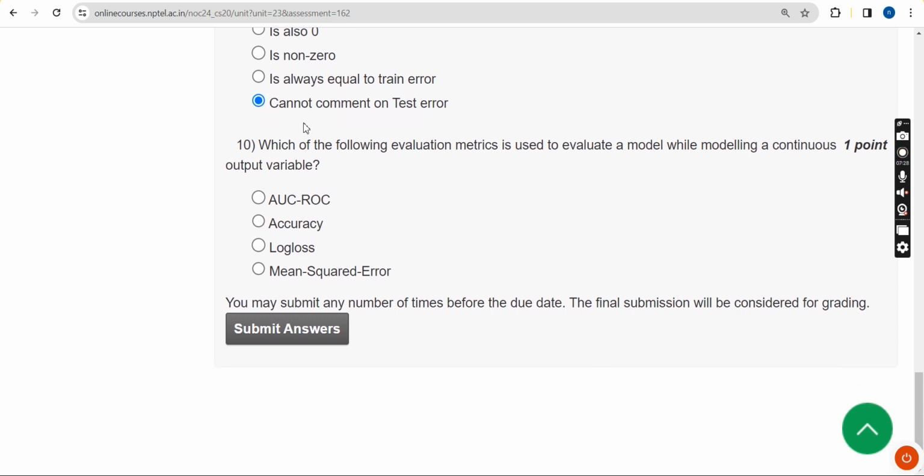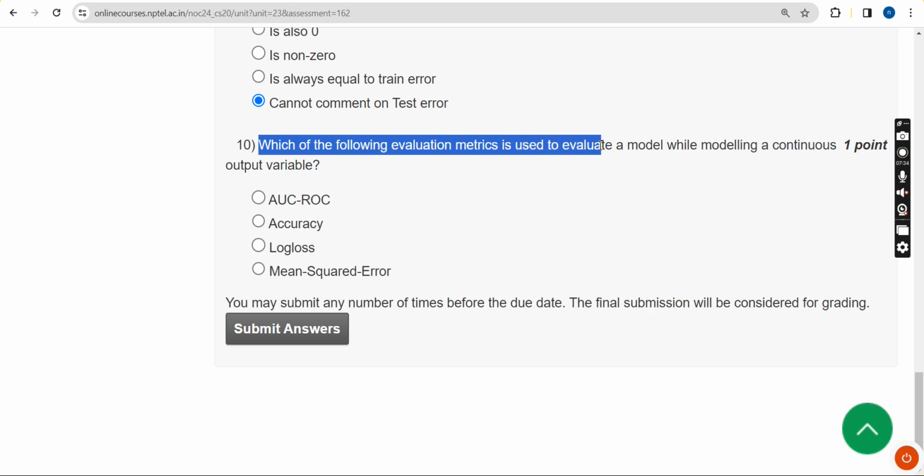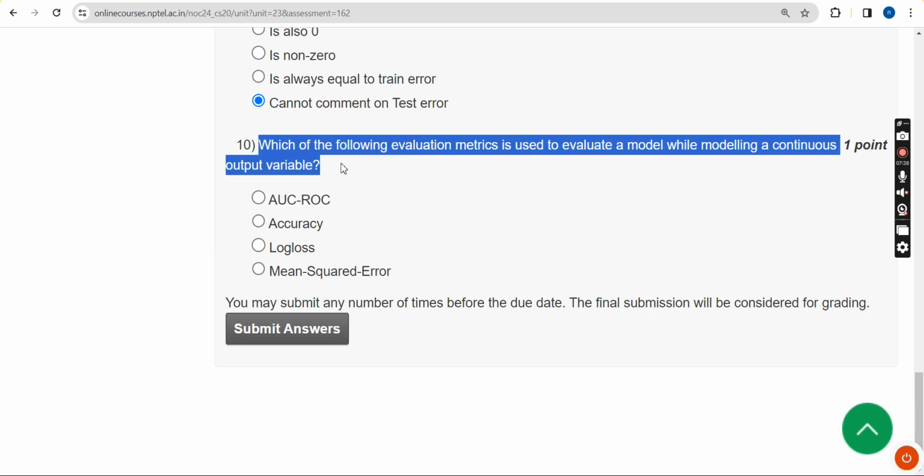And moving on to the final question of the assignment, that is the 10th one. Which of the following evaluation metrics is used to evaluate a model while modeling a continuous output variable?